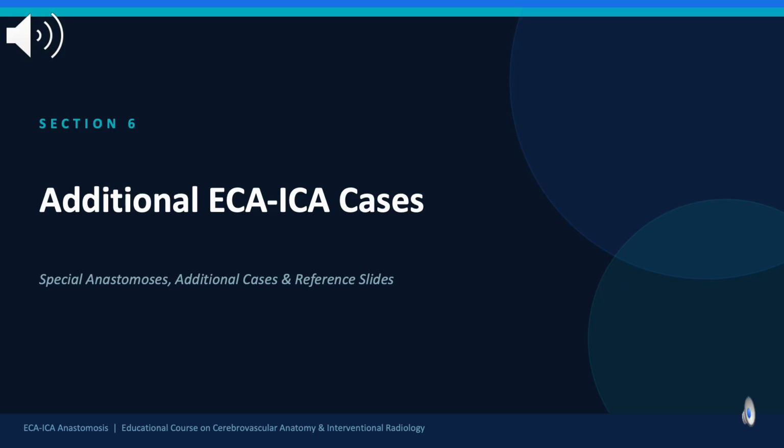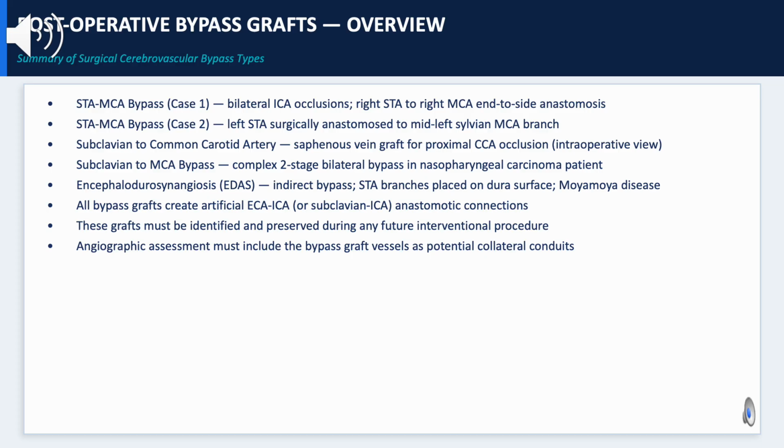respect as natural collaterals. The final slides in this section provide a practical reference summary of all bypass graft types and the specific angiographic principles for evaluating the extracranial collateral circulation. This overview of post-operative bypass graft types serves as the reference summary for a busy interventional practice. The common thread running through all 5 bypass categories is the clinical mandate stated in the last 3 bullets.